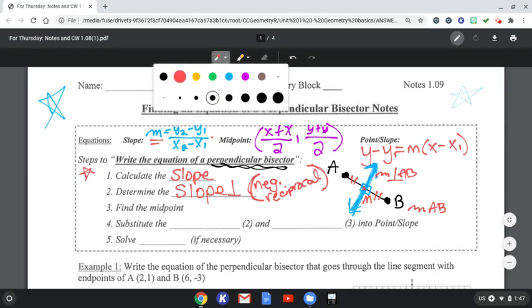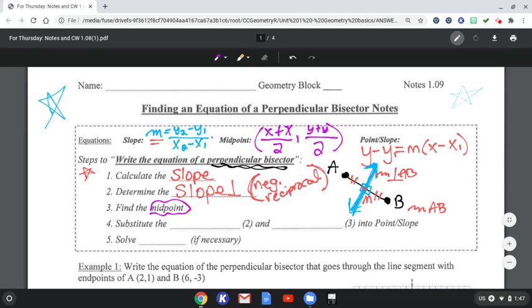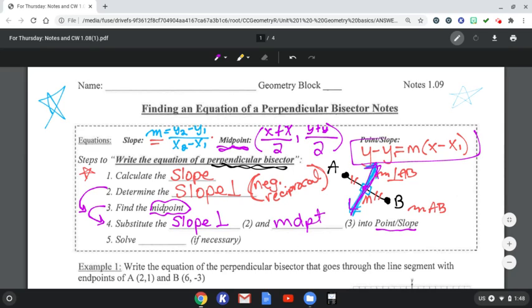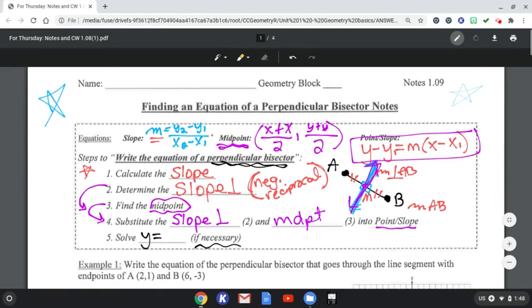Third step is to find the midpoint, which we wrote in up here. Because again, we go through the midpoint. So again, we're trying to write the equation of this line, and we'll have a point, the midpoint, and the slope perpendicular. So in step 4 here, we're going to substitute the slope perpendicular from the second step and the midpoint from the third step into our point slope formula, which is that y minus y1 equals m times x minus x1. Lastly, if necessary, we're going to solve for y equals and put it into slope intercept form.